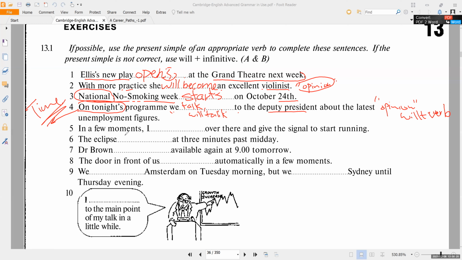In a few moments, number 5, in a few moments, I over there and give the signal to start running. إذا شخص يتكلم عن نفسه in a few moments في بعد عدة لحظات I'll walk سأمشي over there and give the signal to start the running وأعطي الإشارة لبدء السباق. باعتبار شيء هو يحدده يمشي يبدأ أو ينتهي بالمشي أو عدم المشي فيستخدم will. لماذا؟ لأن هنا personal.